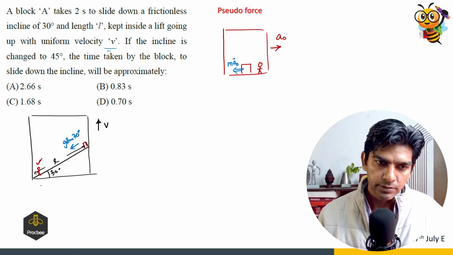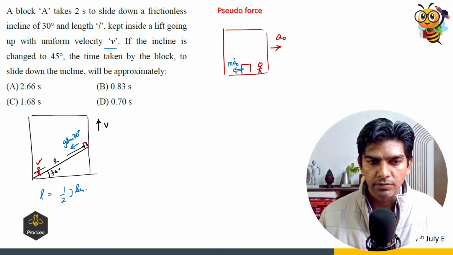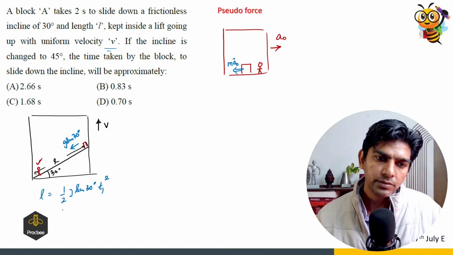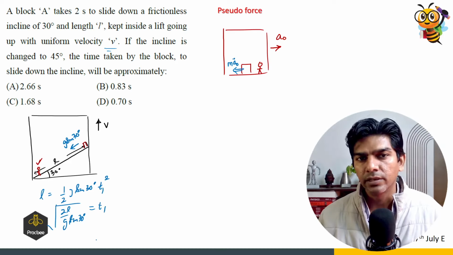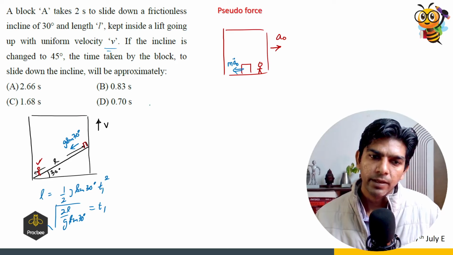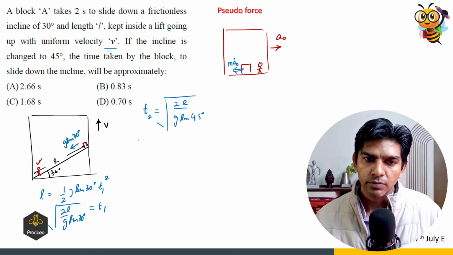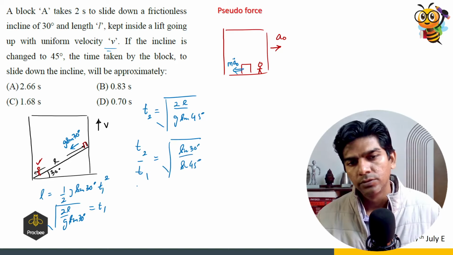So it is g sine 30 degree. To find the time it takes, we can apply Newton's second law, or the second equation of kinematics. So L equals half g sine 30 t1 square, right? So from this, t1 is the root of 2L upon g sine 30. Similarly, for the second case, if the incline is changed to 45, the time will be root of 2L upon g sine 45. So t2 by t1 will be equal to root of sine 30 by sine 45. So T2 we have to calculate.